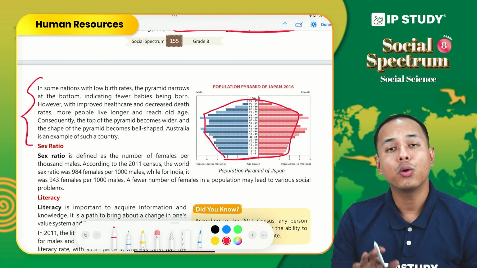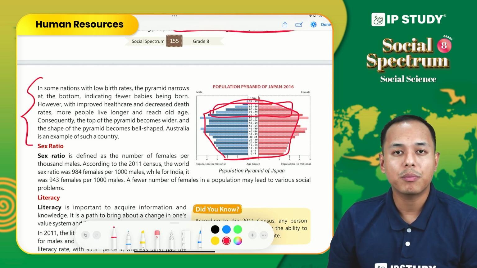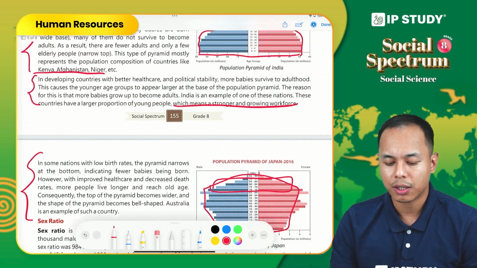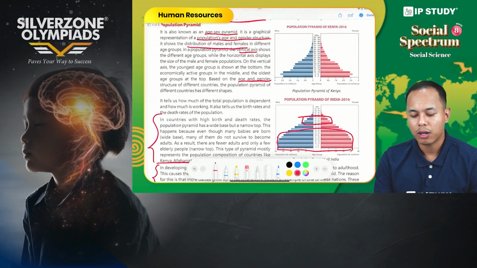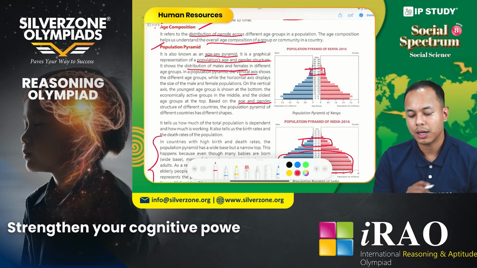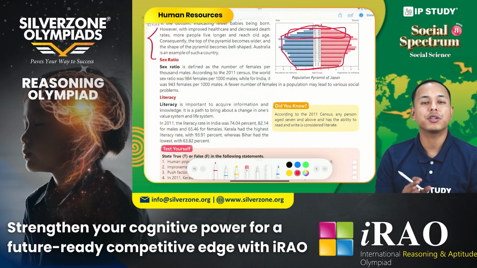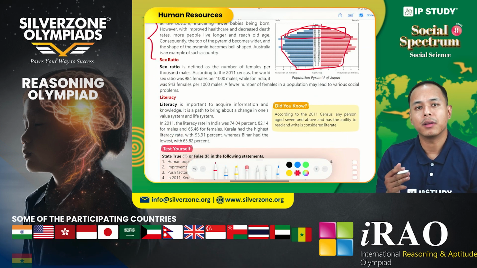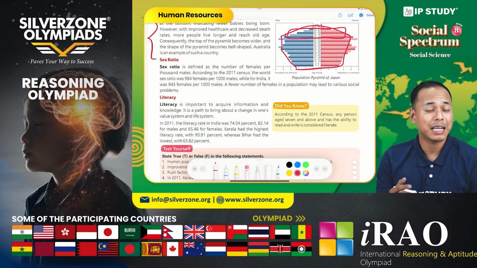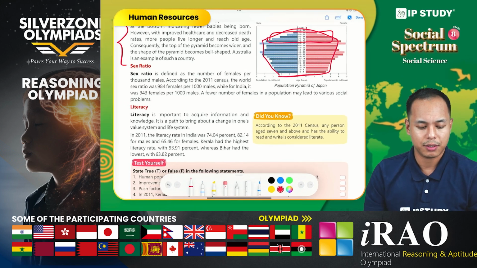And if you look at the pyramid, the section that represents the older population is much broader in comparison to India or underdeveloped countries like Kenya. Okay, so the shape of the population pyramid also tells us about the level of standard of living, or we can say the level of development in that particular country.